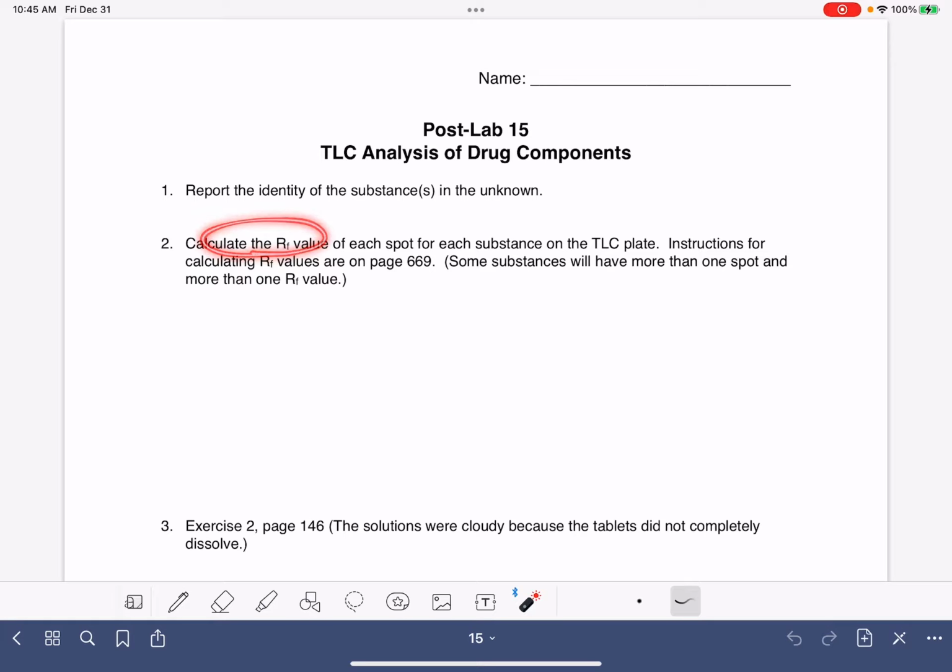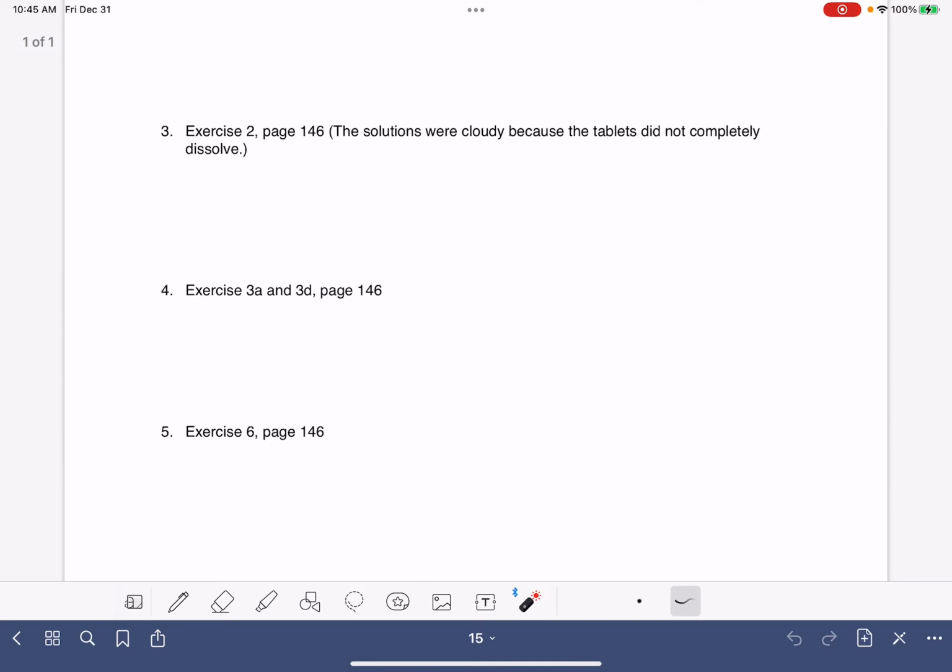Next, you're going to be calculating the RF value for each spot. Some substances have more than one spot. Each spot gets its own RF value. Instructions for this are on page 669 in your lab textbook. It's a pretty easy calculation.